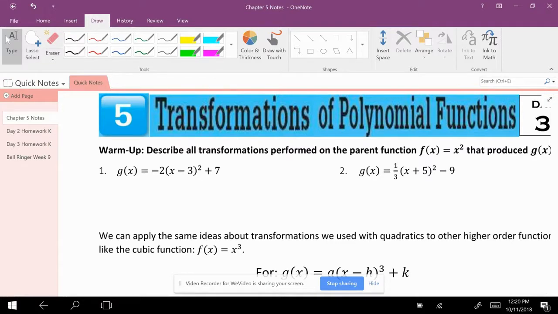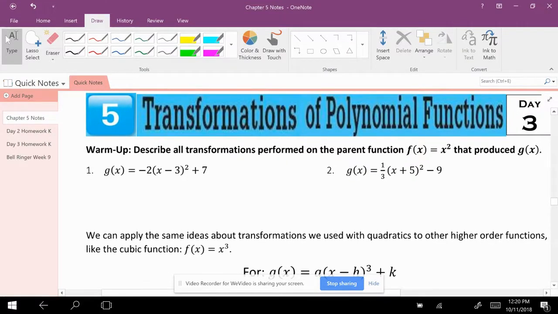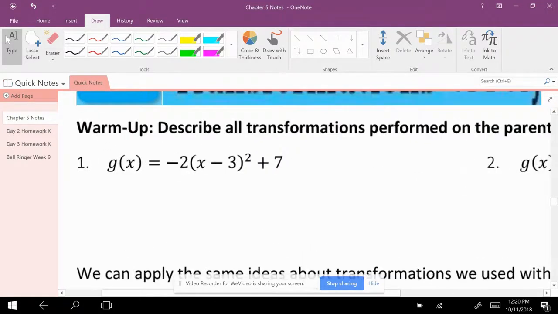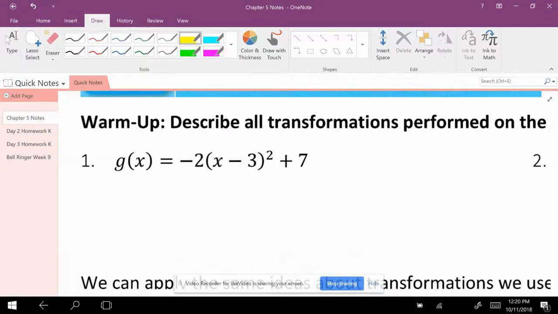Okay, describe all the transformations performed on the parent function x squared. Remember, the parent function is just like the original with nothing moving. Remember x squared is that U. This is what we learned about last chapter, so we're kind of reviewing last chapter. And then produce g of x. So g of x is going to be this new function that we transformed from the parent function. So I'm going to highlight every single piece that's different.